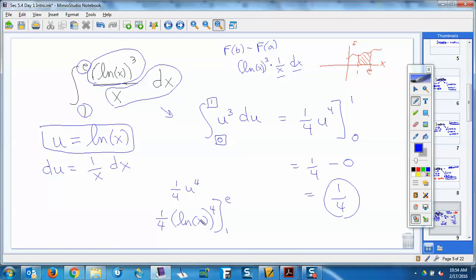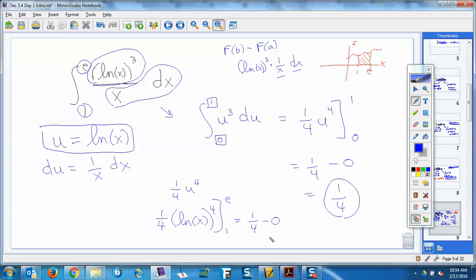So now I plug the e in here, ln e is 1, 1 to the 4th is 1, that'd be 1/4. I now plug my 1 in, ln of 1 is 0, 0, that's just 0. And then I get 1/4 that way too. Right? So on a definite integral, I could have done my u's, went back to my x's, and then used the 1 and the e. Or I could just change the 1 and the e into u values, and then do it that way. To get the same answer.